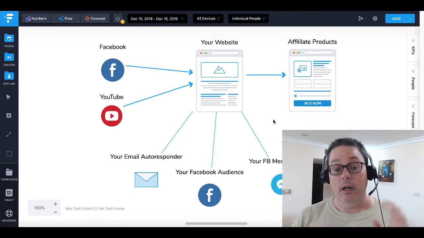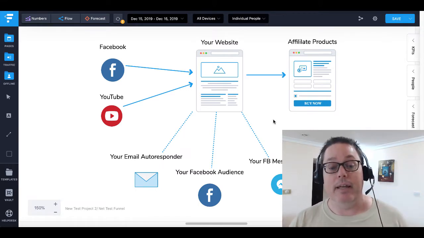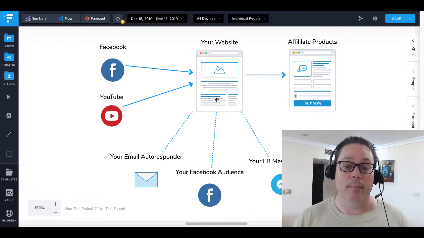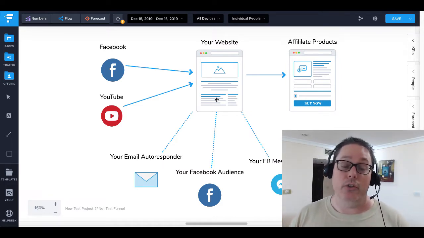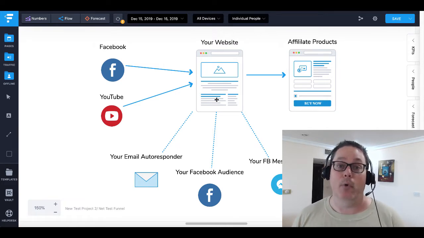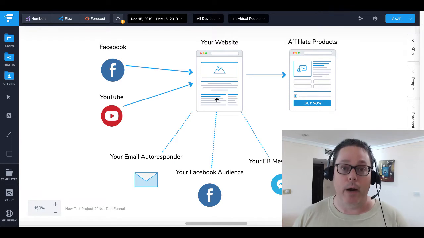So here we are talking about the funnel again and the tools that we need. We talked about the website. So you have to build a website. That is your ground base, that is your home, that is your business. Just like if you had a brick and mortar business, that would be your office, that would be your warehouse.